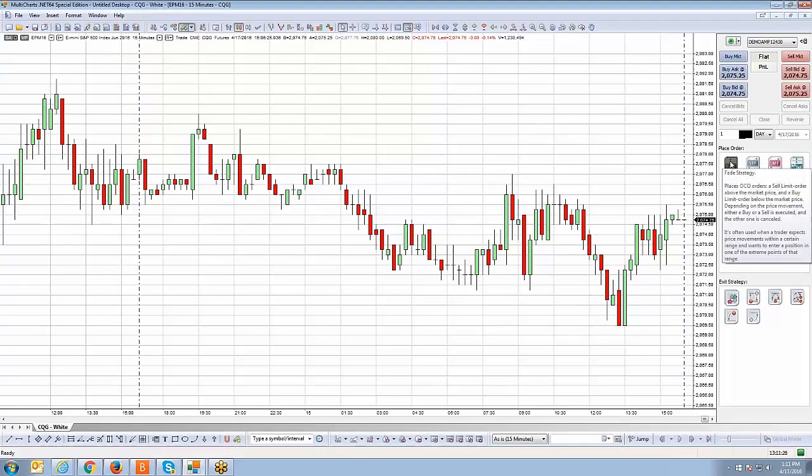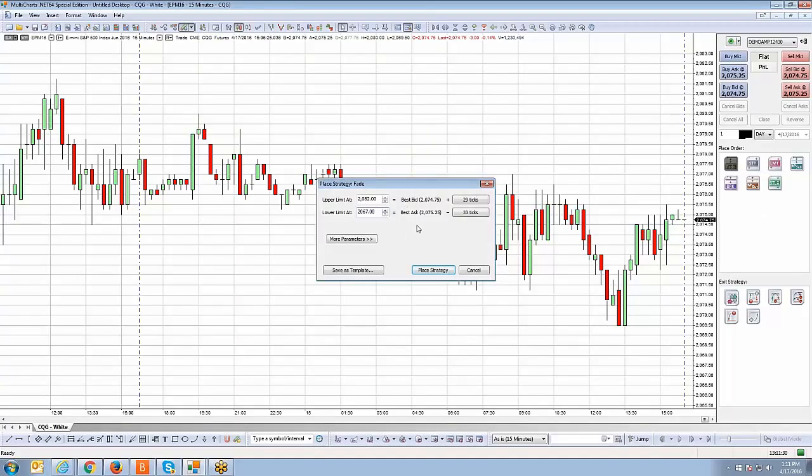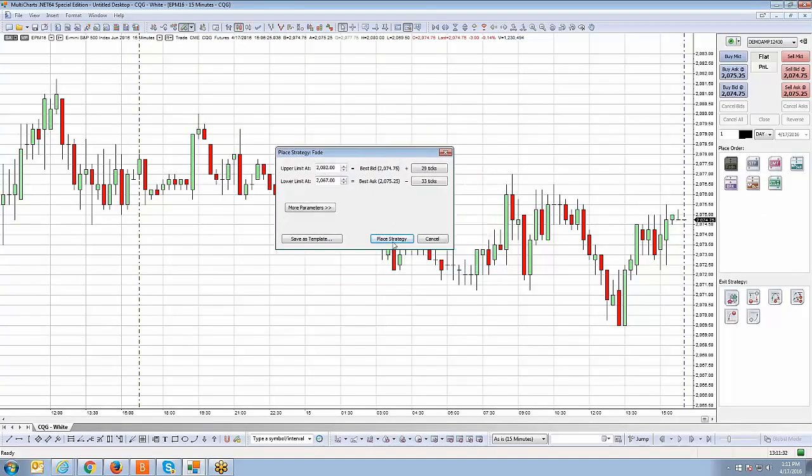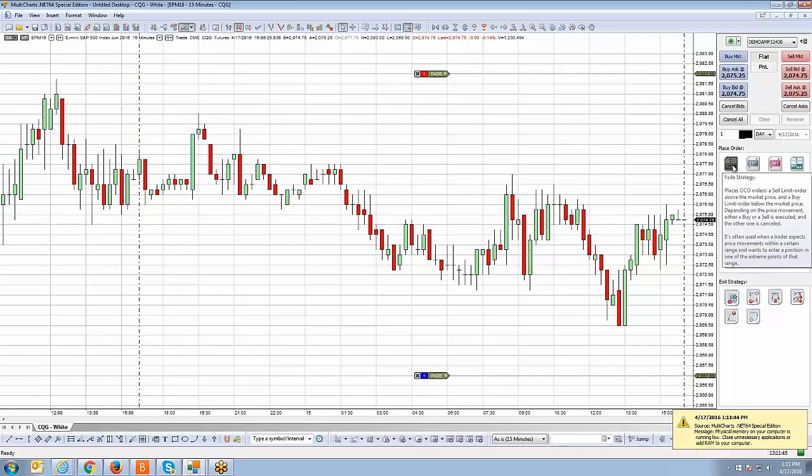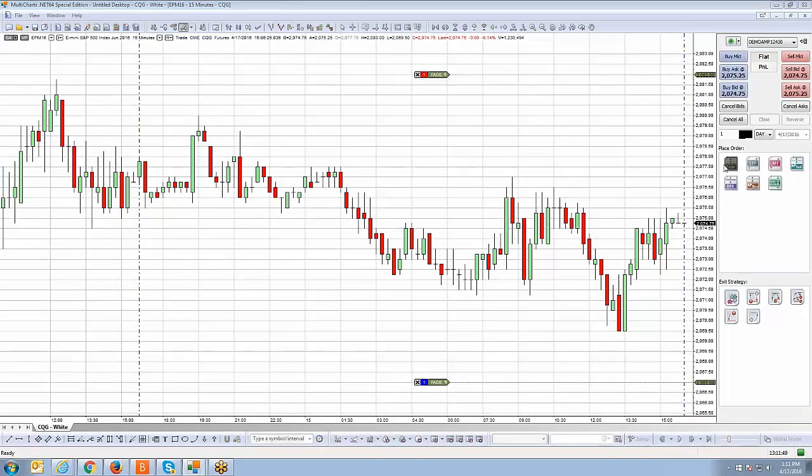Of course, you can always right-click on the fade strategy and hit apply strategy, make sure your values are set correctly, and then hit play strategy. And there you go, that's the fade strategy. The fade strategy does exactly the opposite of a breakout. Instead of placing a buy stop and a sell stop around the current market price, you're placing a sell limit above the market price and a buy limit below the market price. And that concludes the fade strategy.